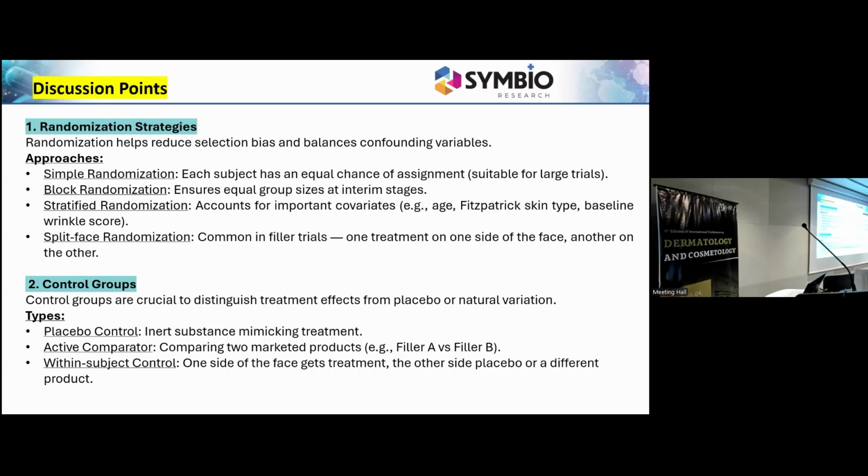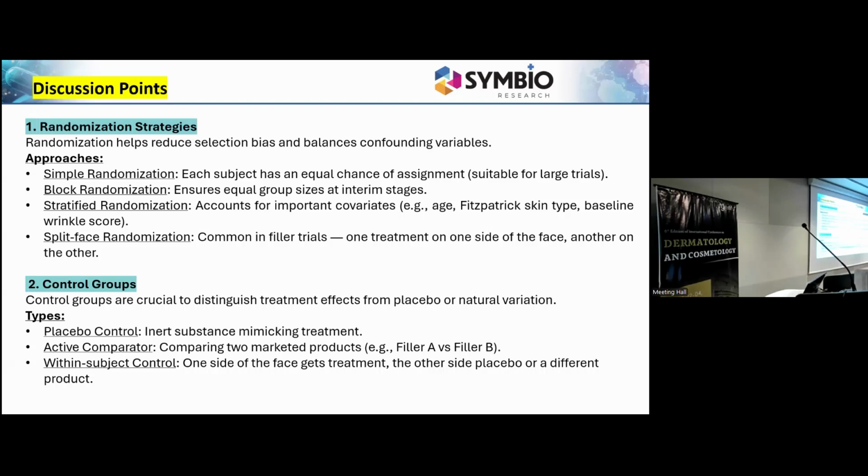Now, why is it important? Anyone from the audience? Randomization strategies. Why not just take this room, and this part of the aisle gets treatment A and this part gets treatment B? Why do we need to randomize? We need to randomize because we want to limit the bias. We don't want bias to be introduced by the investigator or the patient knowing which product he or she is getting.